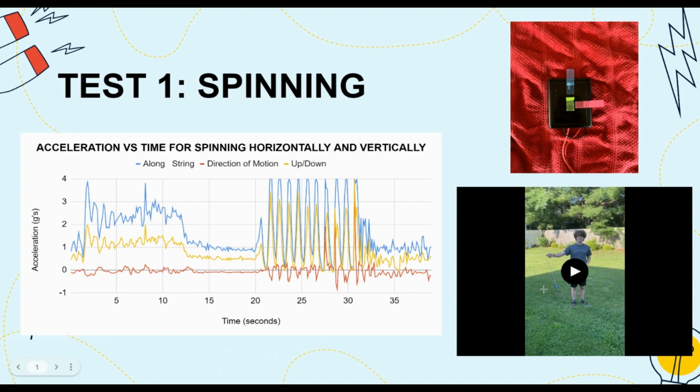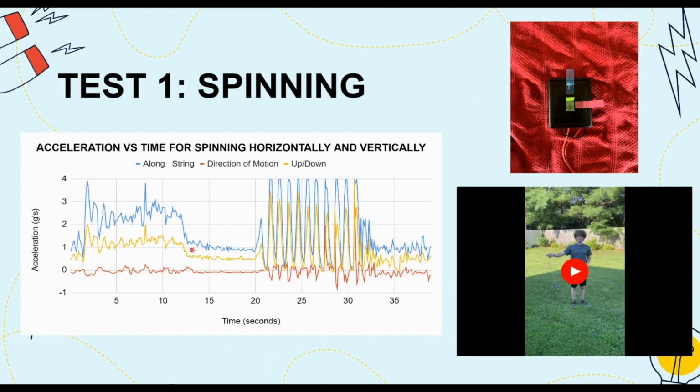Okay, so we took the data from the accelerometer and we put it into a graph form, which is what you see here. And we also took a picture of the accelerometer itself with the different axes labeled with pieces of tape, the blue representing the positive x-axis, the red representing the positive y-axis, and the yellow being the positive z-axis. And then that would correspond to the lines and colors on the graph over here.